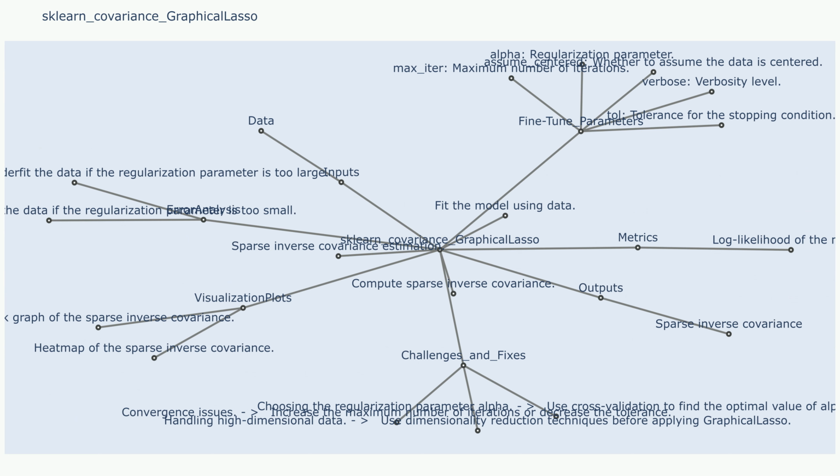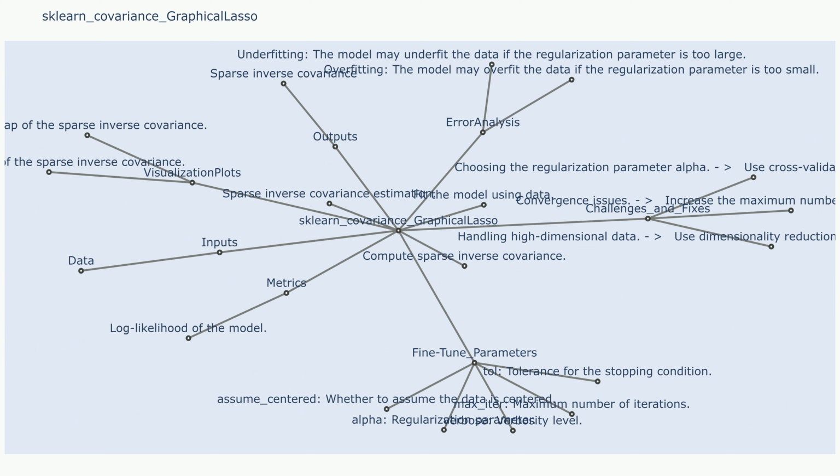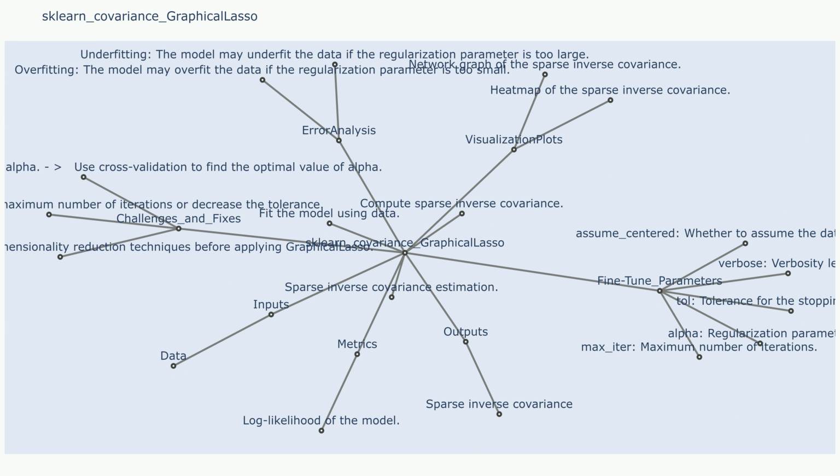Alpha, a float value that controls the sparsity of the estimated inverse covariance matrix. A higher alpha value leads to a sparser matrix, more zero entries, effectively removing weaker connections between variables. Outputs: precision, a 2D array representing the estimated sparse inverse covariance matrix. Covariance, a 2D array representing the estimated covariance matrix.